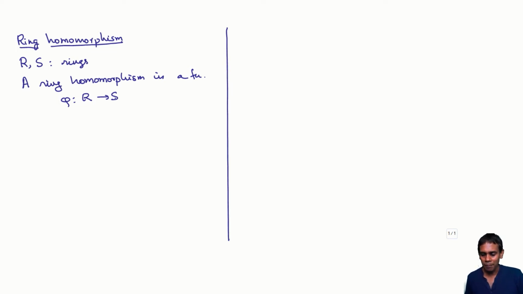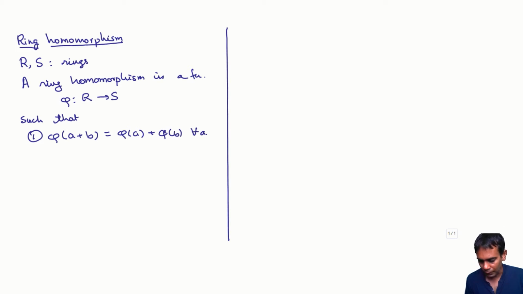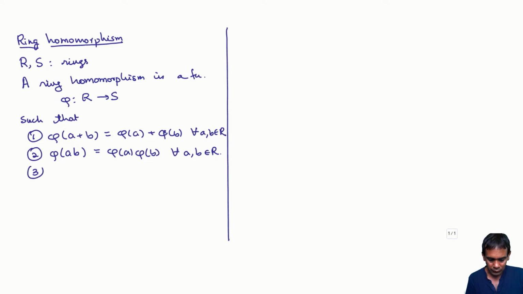Namely, it preserves addition and multiplication. So firstly, we assume that phi of A plus B is phi of A plus phi of B for all A, B in R, and it preserves multiplication. Phi of A times B is equal to phi of A times phi of B for all A, B in R. We also make one more assumption.